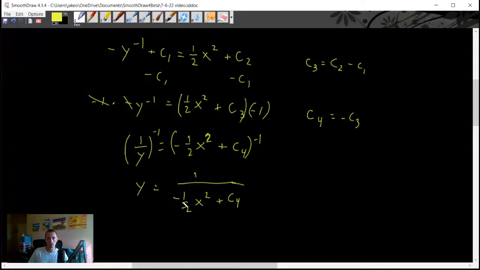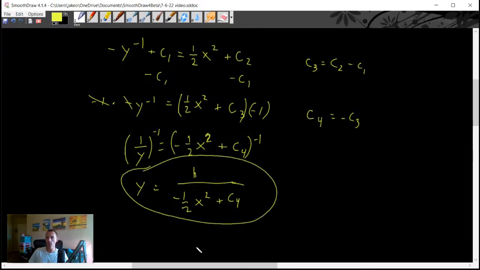Okay, so now this is a perfectly good place to basically say that we've reached our solution. If we had an initial condition, we would have to figure out what this C4 is here. But in this case, we don't have an initial condition, so we really don't have to worry about it. So this would be our final answer.